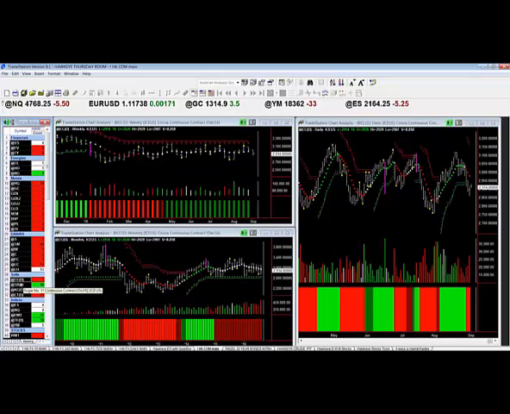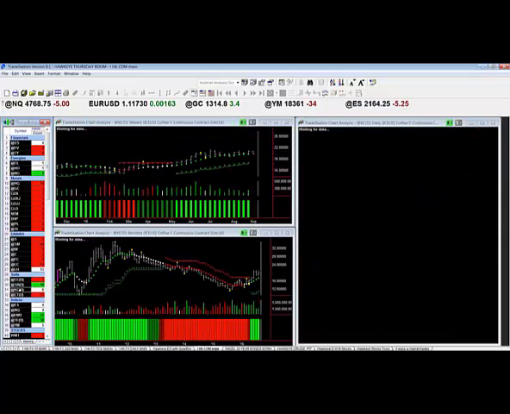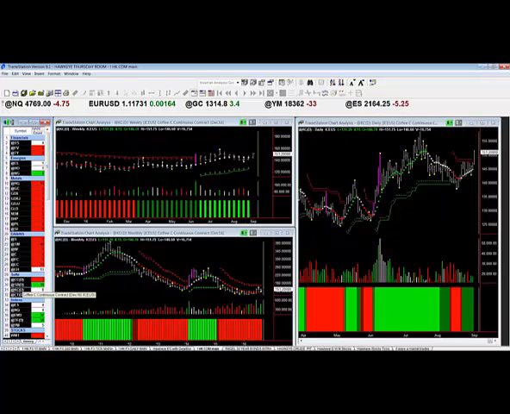And then we come on to the softs, and this is sugar. Coffee is a great market to trade, but be very, very careful. It's a huge, huge contract, and only trade it when you're experienced.